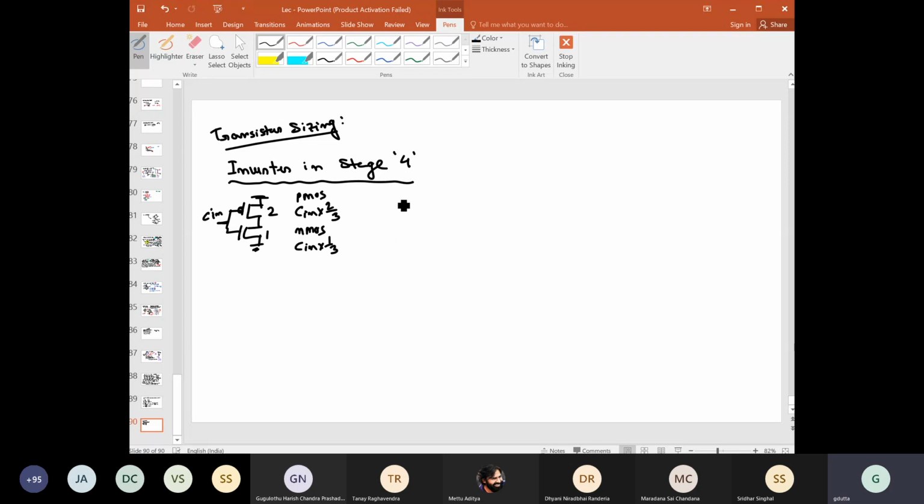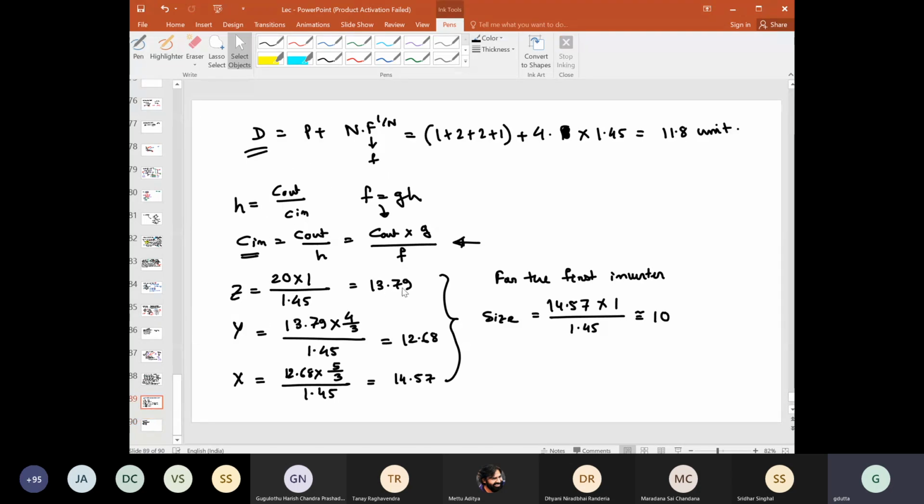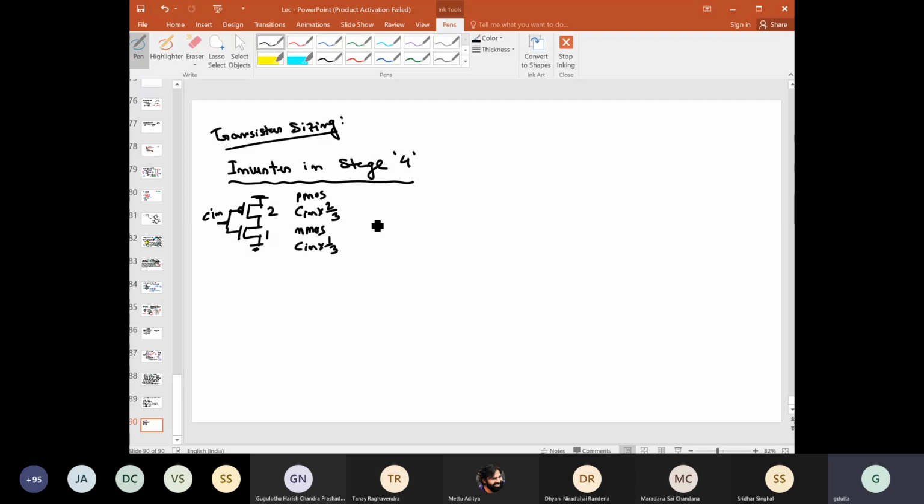So for this inverter, stage 4, we know the total size. The total size of the inverter, that is Z, is 13.79, right? So the PMOS width is 13.79 times 2/3. That would be the width of this PMOS. This NMOS width would be 13.79 times 1/3. So this part is done. You can now design what would be the width of this PMOS and what would be the width of this NMOS.